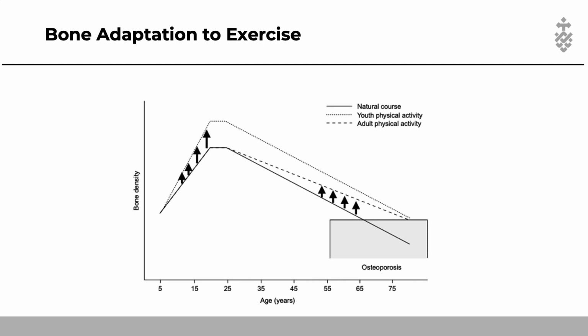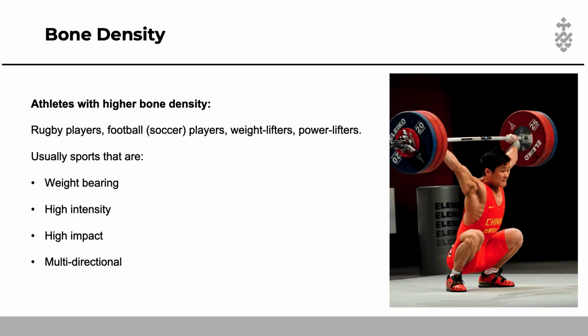Now, it's important to say that appropriate exercise can have these beneficial effects. And I say appropriate exercise because some sports can promote the accrual of bone density, whereas other sports can actually have a negative effect. So sports that are generally good for developing bone mass and bone density include weightlifting, resistance training, rugby, soccer, and there's many more than just listed there. But essentially any sport that's weight-bearing, high impact and high intensity, and has a multi-directional nature, we can expect to see a beneficial effect on bone mass.